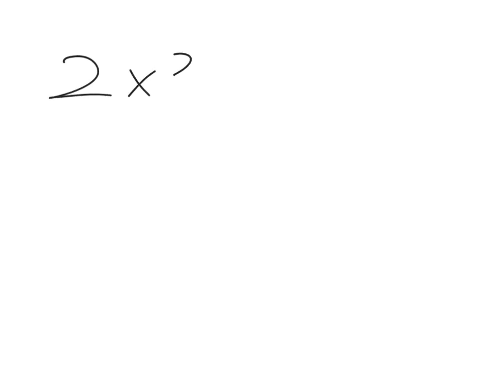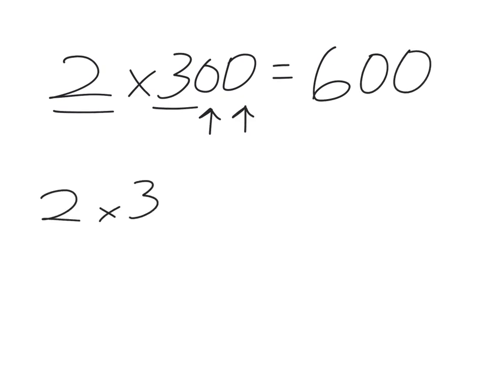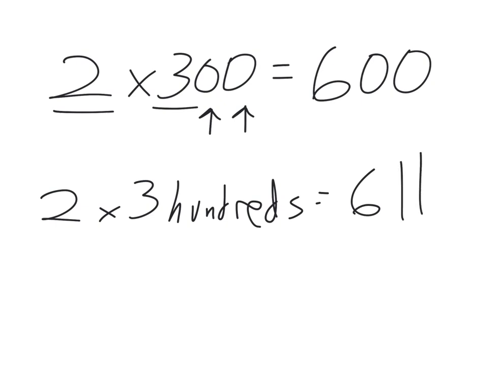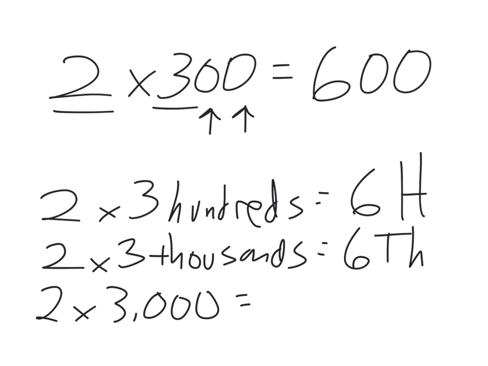And the reason the same trick works for other place values, like the hundreds, is again not magic. 2 times 3 equals 6, and then 2 zeros tacked on is the same as just saying 2 times 3 hundreds. And to save space, I'm just going to say that equals 6 big H for hundreds. Same way that 2 times 3 thousands would equal 6 thousands. Or if we wrote that out, 2 times 3,000 equals 2 times 3, 6, and then 1, 2, 3 zeros.